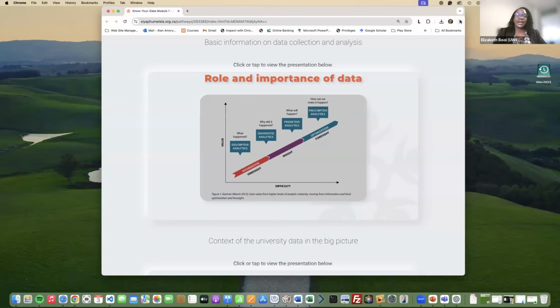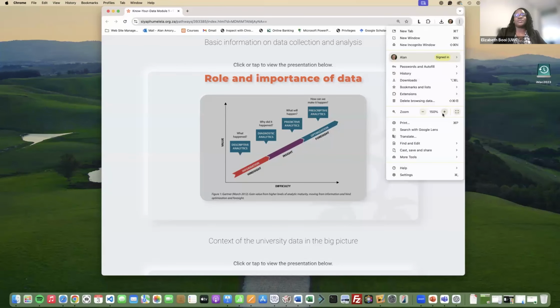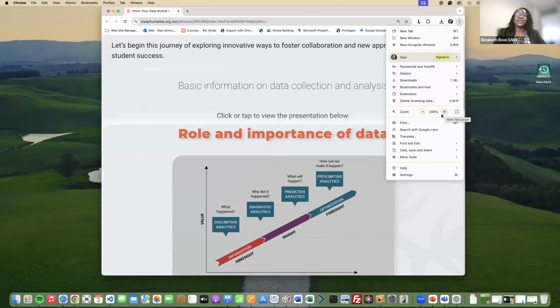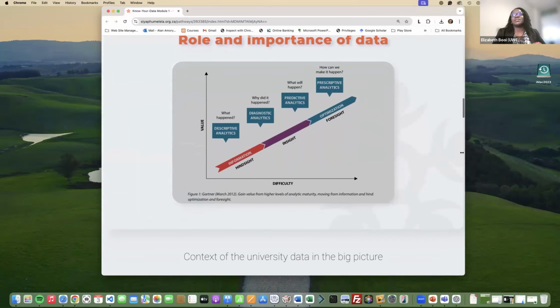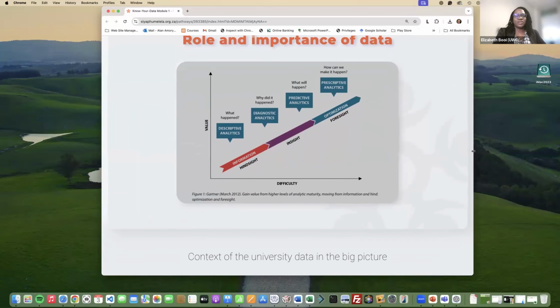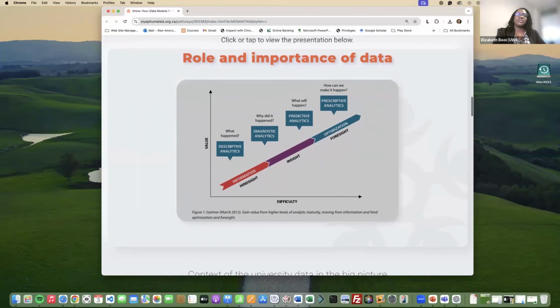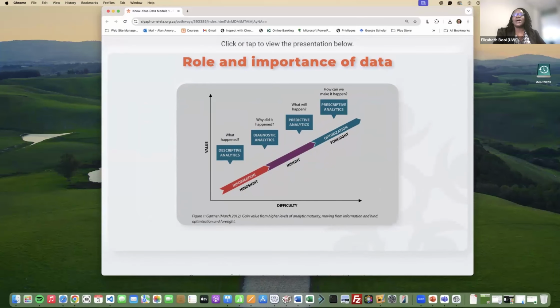But we also encourage in Siyaphumelela that we look at our own institution and acknowledge where we are in terms of data maturity. For example, most of the time we spend 80% of the work that we do in our institution in descriptive analytics. We need to start moving towards diagnostic analytics, where we look at what did happen and interrogate that data.